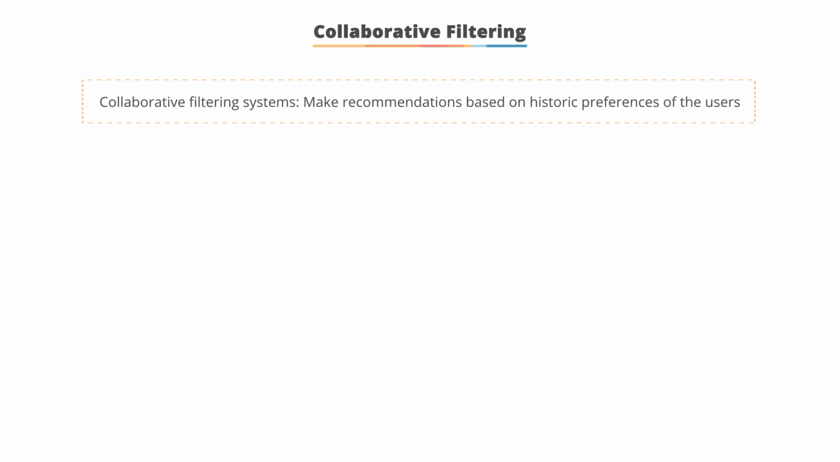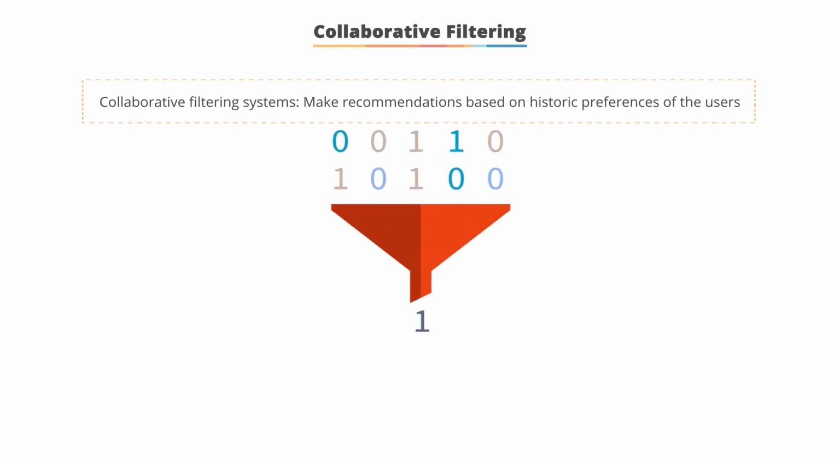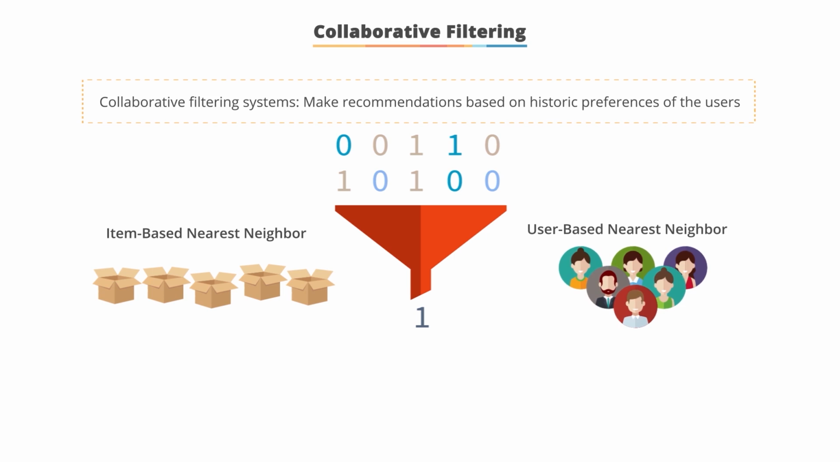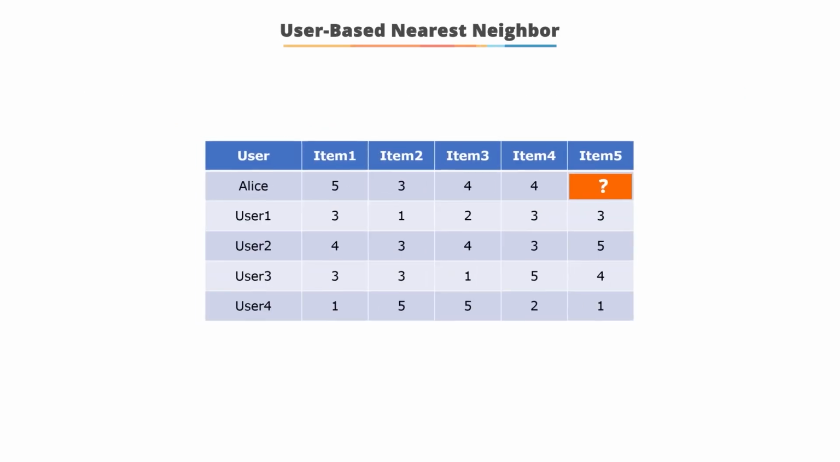Collaborative filtering systems make recommendations based on the historic preferences of the user, such as items clicked, watched, purchased, liked, rated, etc. A user-item matrix can be used to present these preferences. It uses filters based on either item-based nearest neighbor or user-based nearest neighbor. Let's understand user-based collaborative filtering.